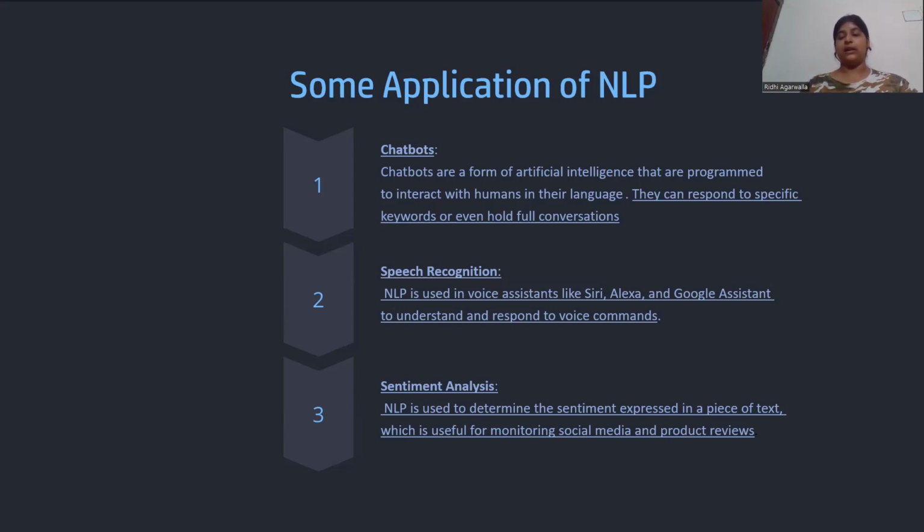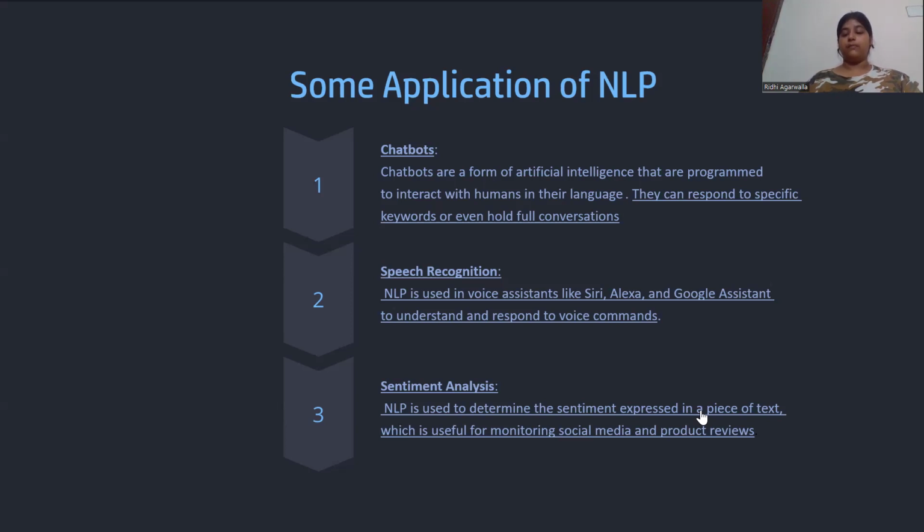Starting from basic daily life questions like what to do next, how to set an alarm, everything we can do using ChatGPT. Then comes the speech recognition model which we have in our phone, that is the Google Assistant model. We can give any command to it to perform tasks. And then comes the sentiment analysis model, which is used for classifying the emotion of a piece of text, useful for monitoring social media and product reviews, and many more applications.